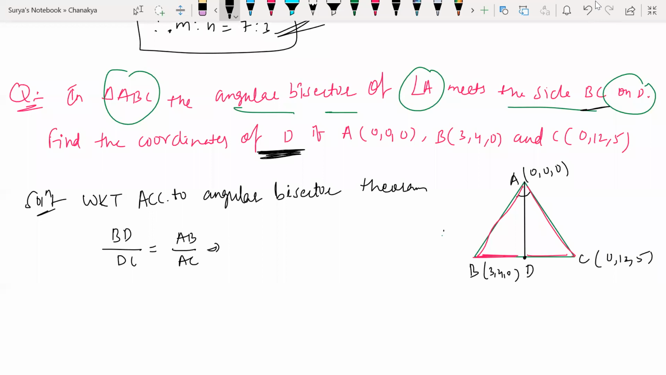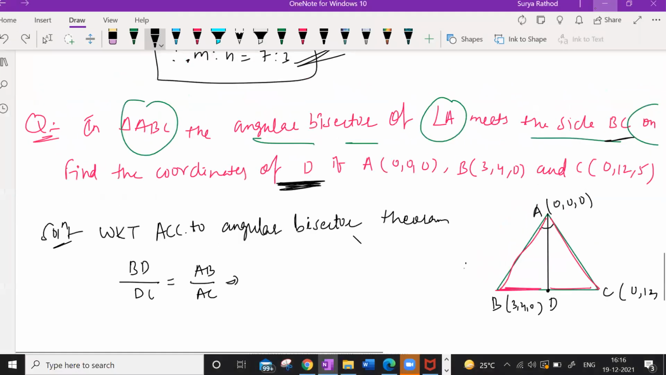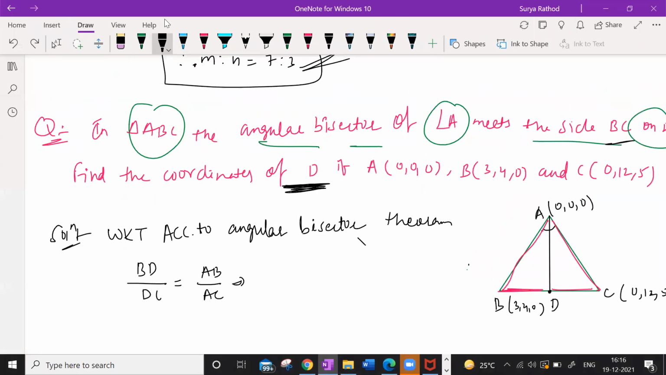I need to find the coordinates of D. How can I know the coordinates of D? By using the section formula. For knowing the section formula, I need the ratio.